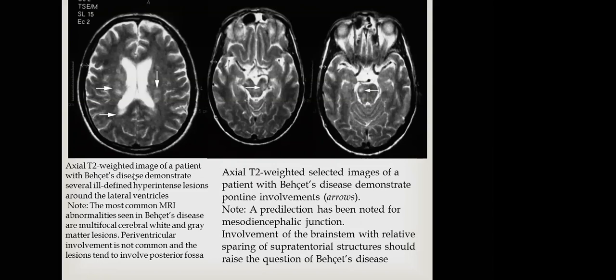This is an axial T1 image of a patient with Behçet disease demonstrating severe ill-defined hyperintense lesions around the lateral ventricle. This is also a patient with the disease demonstrating a hyperintense pontine lesion, the preferable site of predilection for Behçet disease.